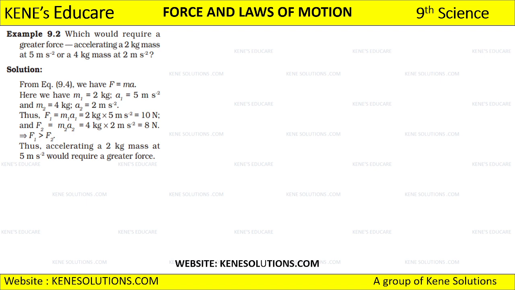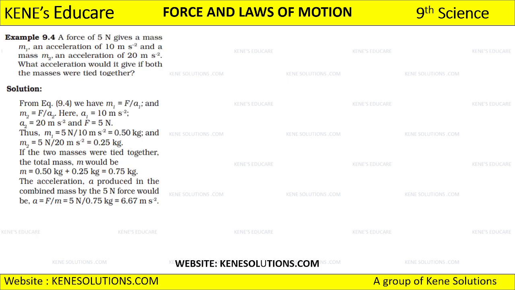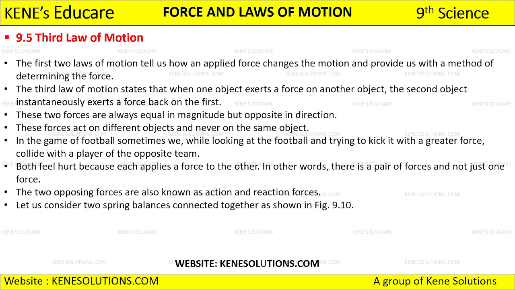Then after that we'll discuss example 9.3, where we will calculate the force exerted by the brake on the motor car. After that, 9.4, where we will be discussing the acceleration, if both the masses were tied together, what will be the acceleration in that case. We'll discuss that as well. Then we have example 9.5, where we will be discussing how much force the table exerts on the ball. Looking at the figure, we'll discuss that.